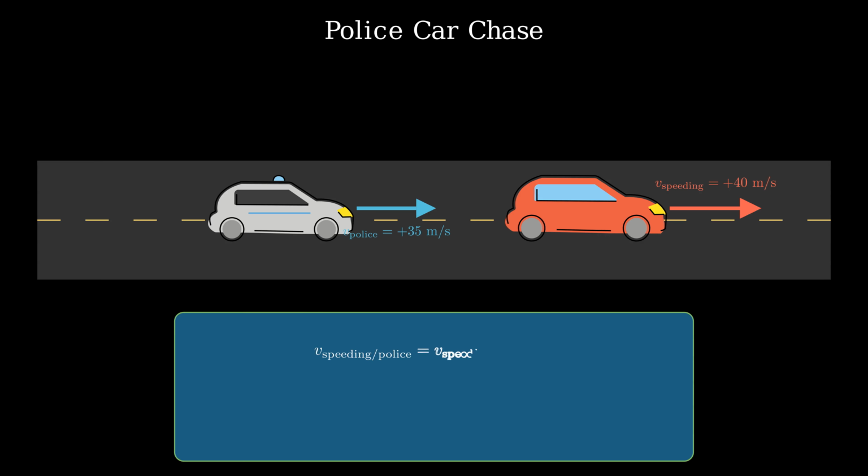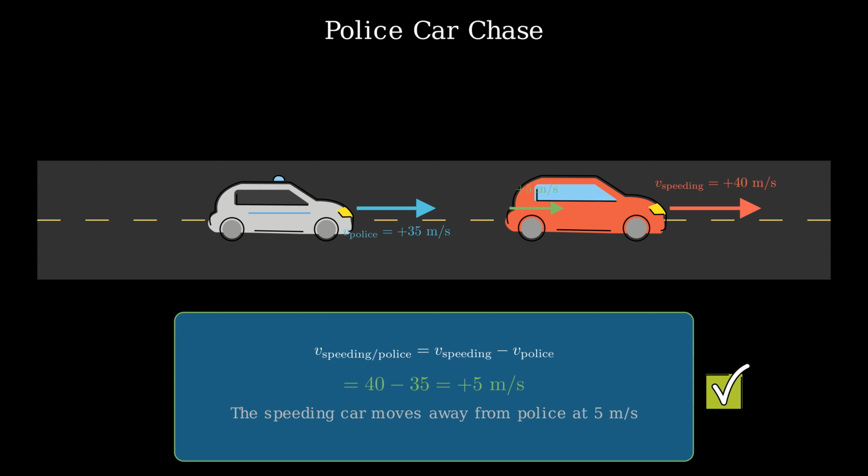The velocity of the speeding car with respect to the police car is V speeding minus V police, which is 40 minus 35 or 5 meters per second.